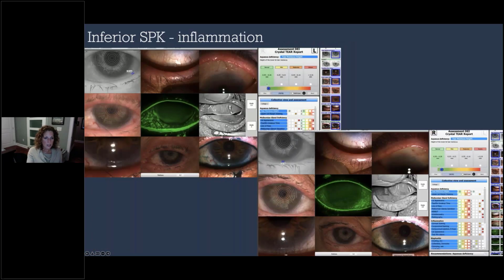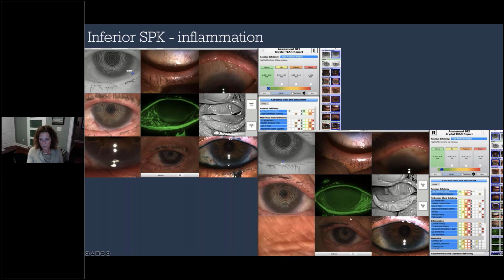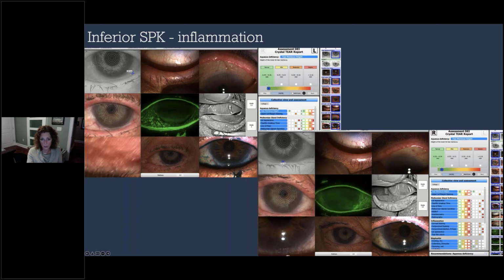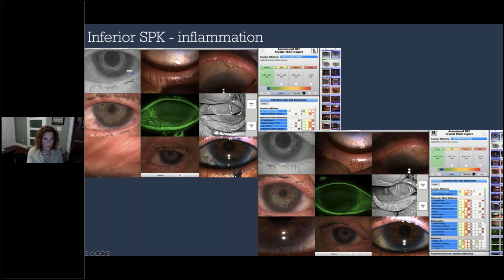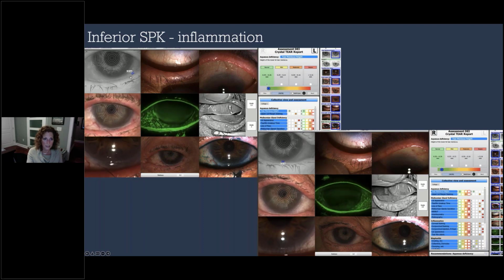And then just another example showing you the inferior SPK, and this is a patient who's primarily inflammation, but we've got a significant oil gland loss as well. But look at the lid margin, how uneven it is. You see the epiphora, you see the lower lid lag, and this nice little eyelash coming in as an offender.